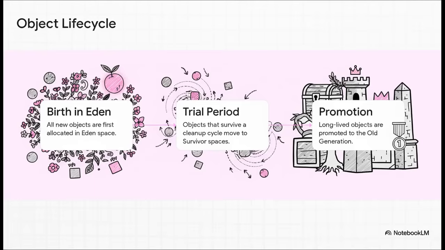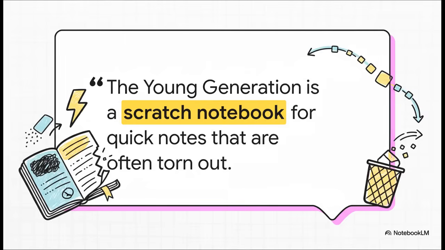This scratch notebook analogy is just perfect for those first two areas, Eden and survivor space. Together, they're called the young generation. This whole area is designed for objects that have a really short lifespan. You know, you create it, you use it for a split second, and then you're done with it. Think about processing a single JSON message. The object is a quick note you jot down, and then you immediately tear out the page.